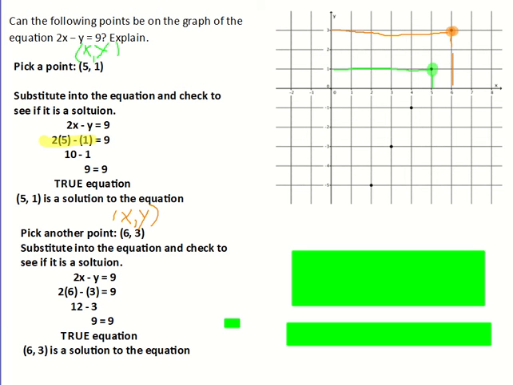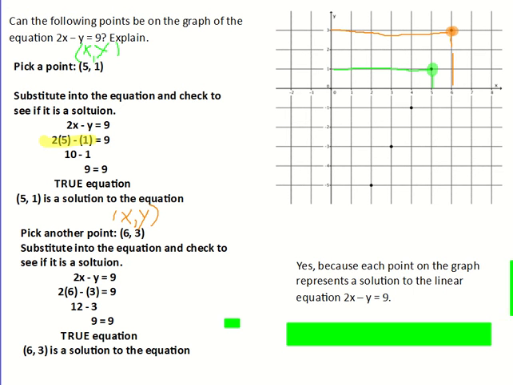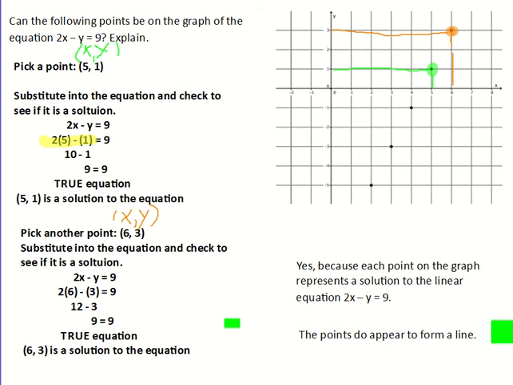So let's answer our question. Can the following points be on the graph of the equation 2x minus y equals 9? So here's what we could say. Yes, because each point on the graph represents a solution to the linear equation 2x minus y equals 9. And also note here, the points do appear to form a straight line. Let's look at one other example.